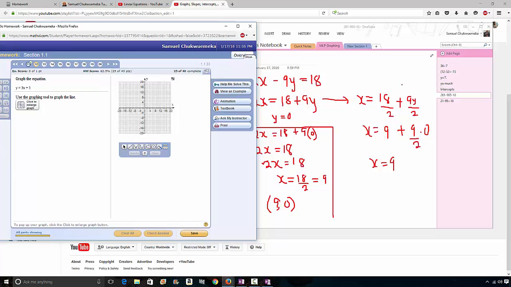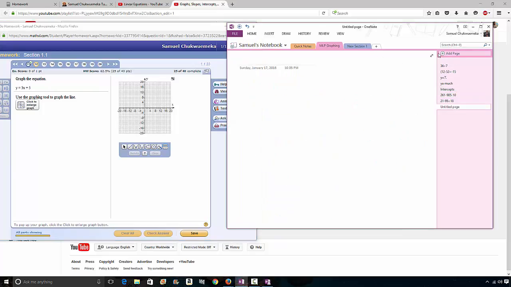I can do what I want to do in this one. They didn't ask us. If they didn't ask you to use intercepts, you can do what you want to do. So y is equal to 5x plus 5. This makes it easy for me anyway, because it is already in the slope-intercept form of a straight line.